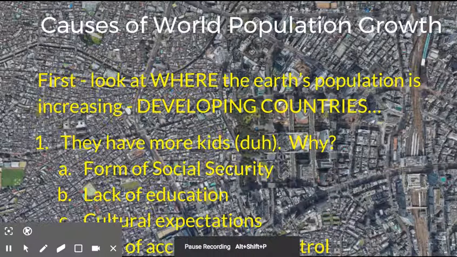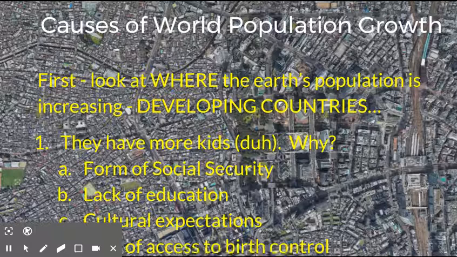There are also religious and cultural expectations in some countries. Like in many Middle Eastern countries, women do not have much of a say in the household or likely in family planning. It's the female's role to stay home and have children. Another problem or another issue is lack of access to birth control.